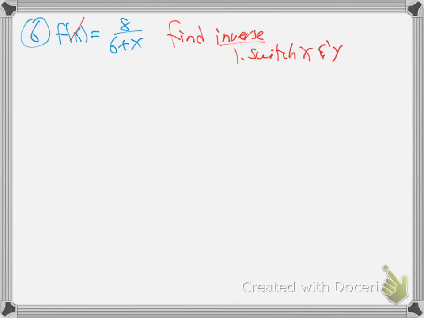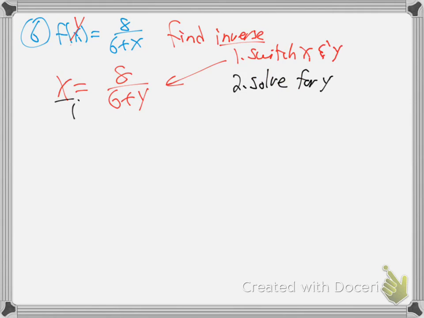So this is y out here. So the y's will become x's and the x's will become y's. Like that. So we switch x and y. That's step 1. Step 2, solve for y. So put this over 1, diagonal, diagonal, cross multiply.